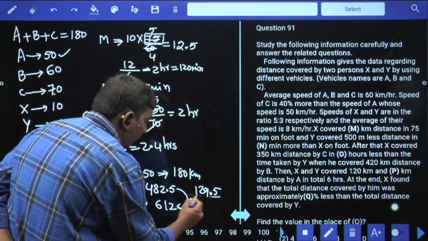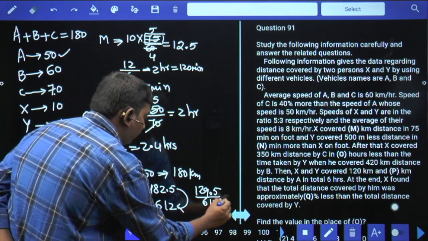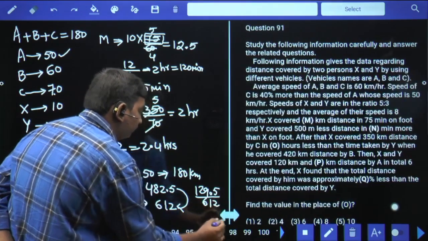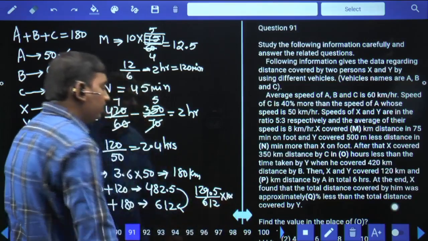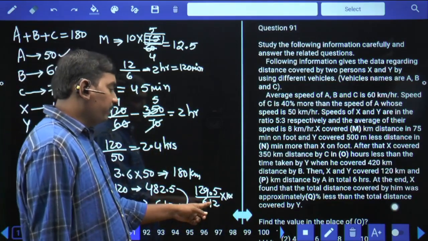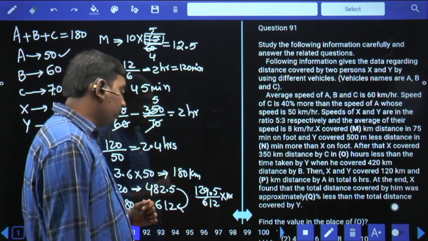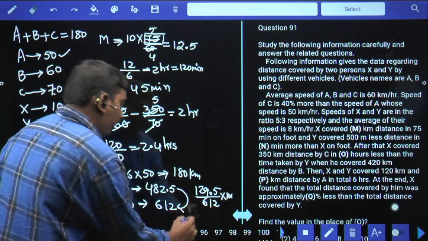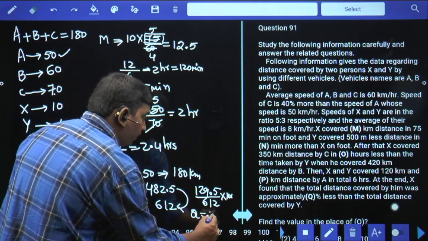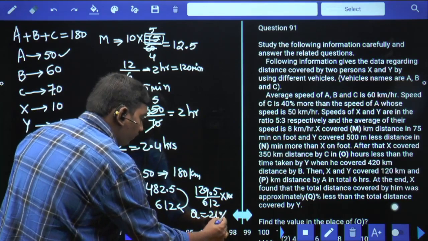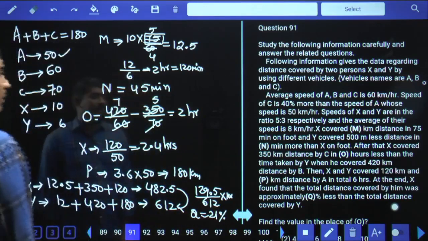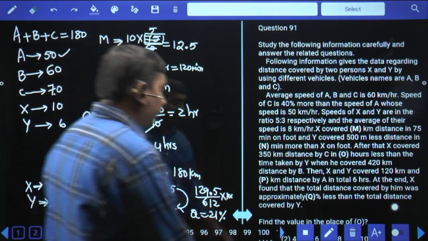129.5 by more value 612 into 100. So 10% is 61.2, 20% is 121, approximately 21%. Q is nothing but approximately 21%. This is the given data.